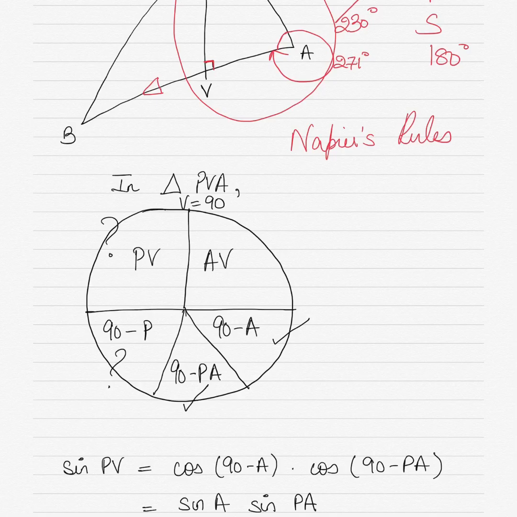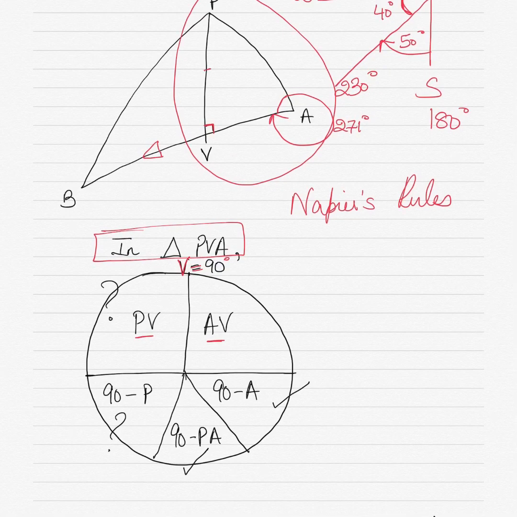So in Napier's rules, in triangle PVA, we need one angle which is equal to 90 degrees, which is angle V equal to 90 degrees. Then we put the sides next to angle V, which are PV and AV. If you look at the diagram, the sides next to V are PV and AV. Then the angle opposite to AV is P, and we put 90 minus P. So whatever we put in the bottom semicircle, we always add a prefix of 90 minus to that. Angle opposite to PV is A, so we have 90 minus A, and then the remaining is 90 minus PA.